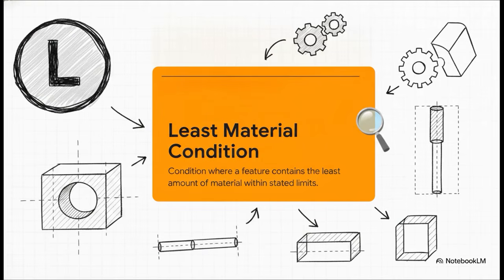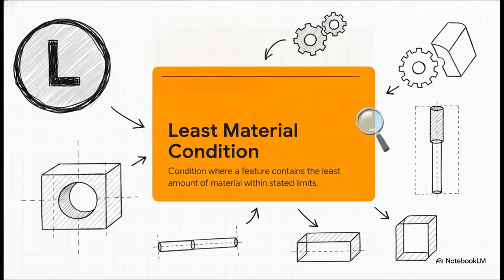Now, we also have the exact opposite extreme, which is known as a least material condition, or LMC. You're going to see this one on a drawing as an L inside a circle. As defined in section 3.40 of the standard, LMC is the condition where a feature contains the least amount of material within its size limits. So for a hole, this would be the absolute maximum allowable diameter. Or for a shaft, the absolute minimum allowable diameter. This is basically the lightest possible part you could produce.